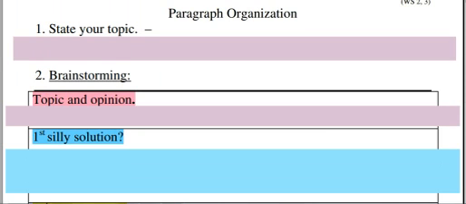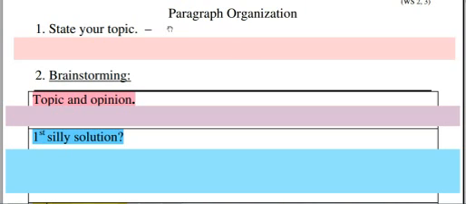So starting off, we are going to be doing a silly topic today. This will also be a how-to paragraph, but not necessarily the complete step-by-step as we did last week. This one is just going to be complete silly solutions. They can come in any order. It doesn't really matter.